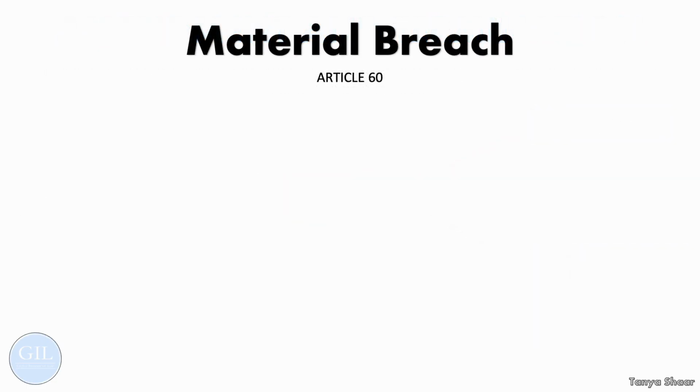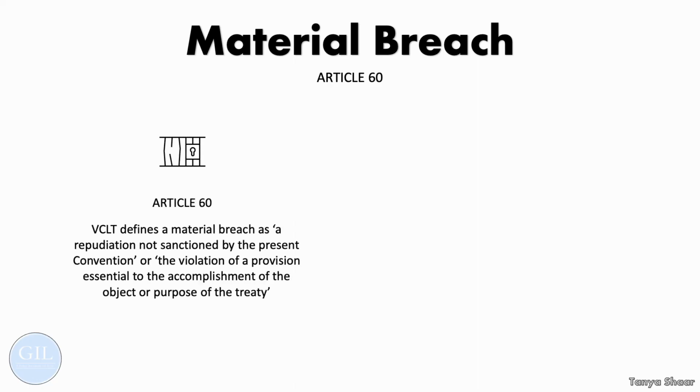Let us start with material breach, which is defined under Article 60 of the VCLT. VCLT defines a material breach as a repudiation not sanctioned by the present convention, or the violation of a provision essential to the accomplishment of the object or purpose of the treaty. Now, what happens when a material breach occurs?